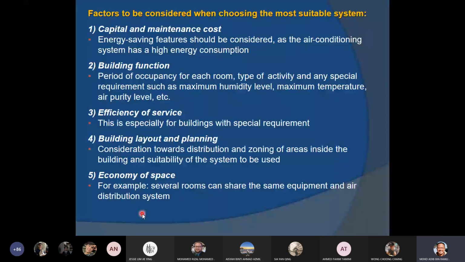For example, several rooms can share the same equipment and air distribution system, and basically the placement of these air conditioning components also relates to the economy of space. Is it economical to put the refrigeration plant on the ground? So things like that.